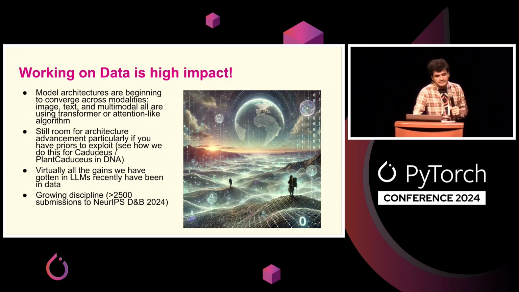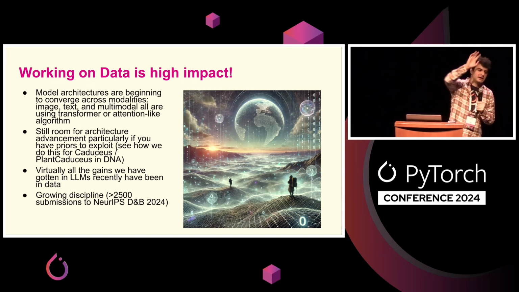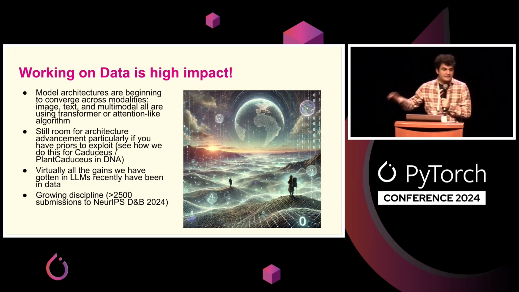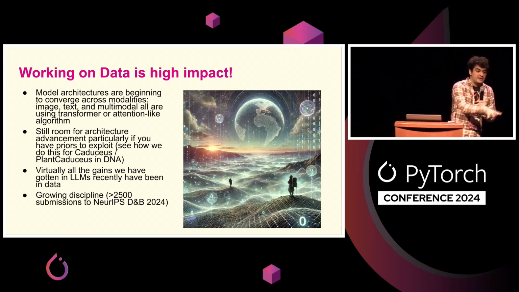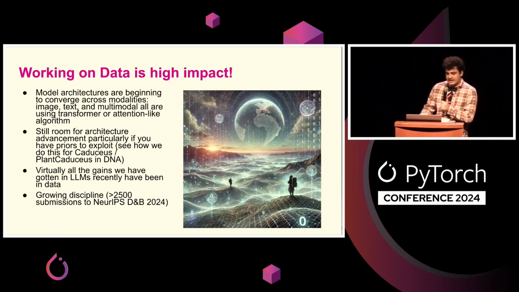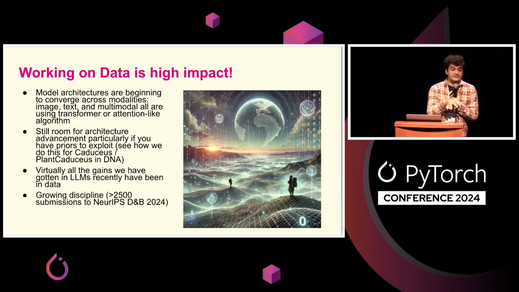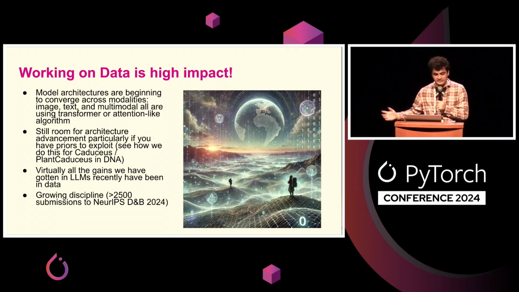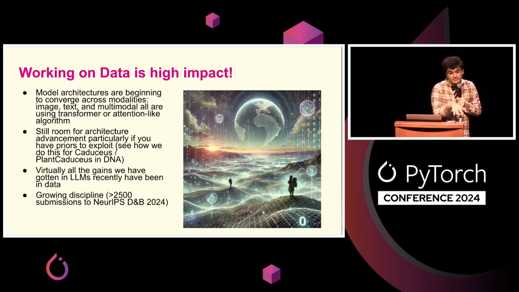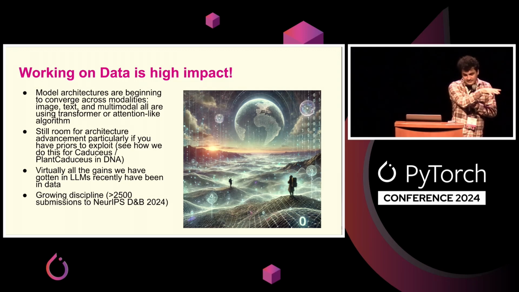And working on data is high impact. Model architectures are more or less stabilized. If you read all the papers, Gemini, Llama, or at least anyone who's talking about their architecture, they tend to all more or less be very similar, if not the same. And really, a differentiator is the data. There is still room for architecture advancements, particularly if your data is not in the classic text domain. We have a really cool paper on this called Caduceus/Plant Caduceus, where we have an LLM that's specifically designed for DNA sequences, and it actually has very different assumptions than an LLM. And you actually need to be able to pre-train it. So actually knowing how to pre-train these models is important in that context.